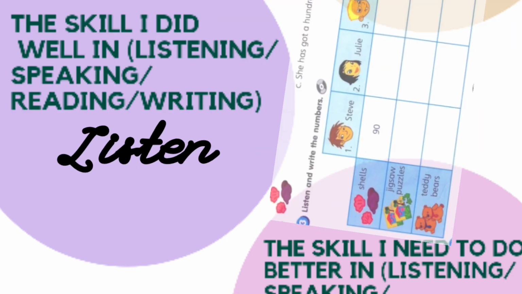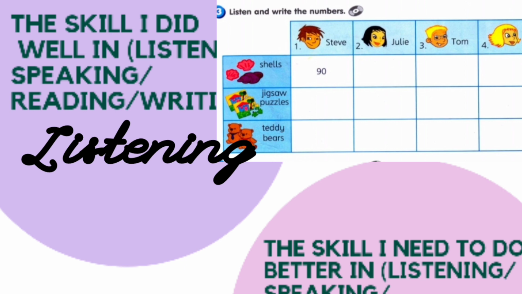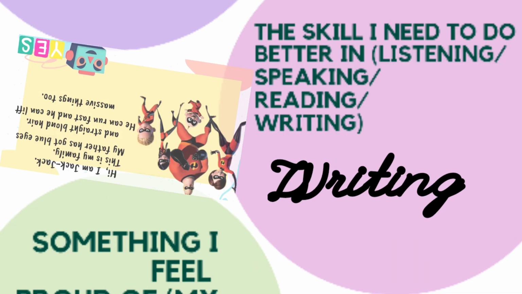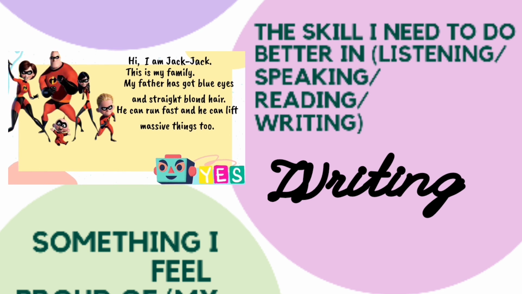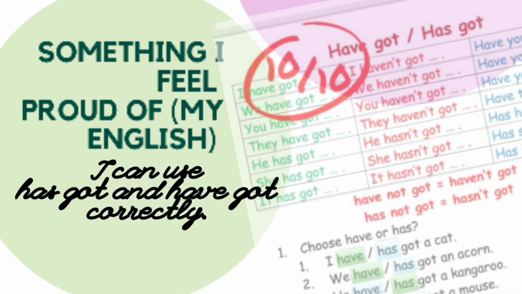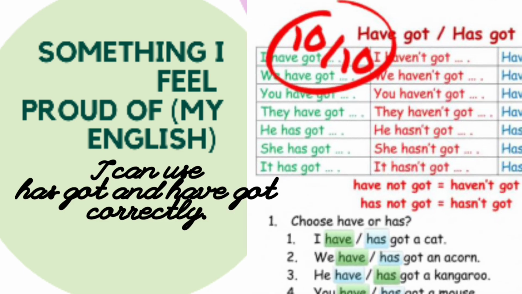Write the skill that you did well in. For example, listening. What about the skill that you need to do better in? Maybe you need to improve in your writing skill. Lastly, write something that you feel proud of your English. For example, I can use has got and have got correctly.